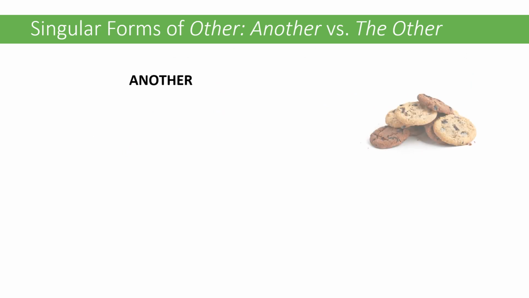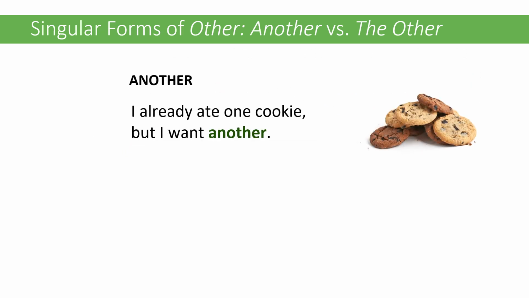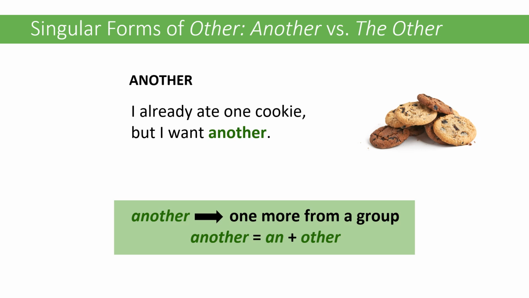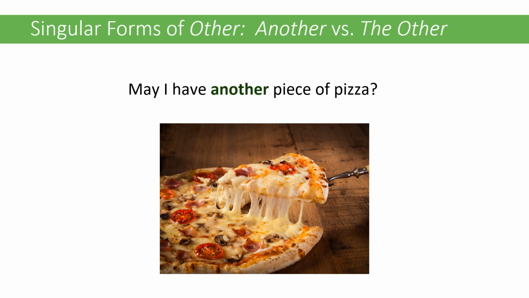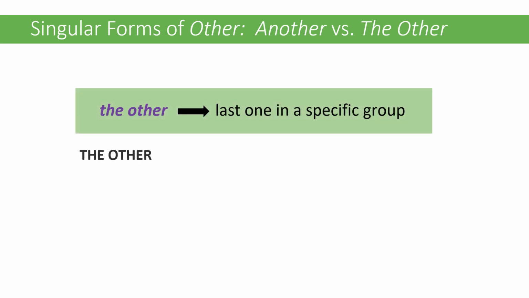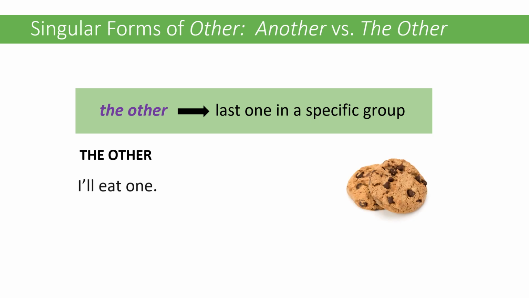I already ate one cookie, but I want another. Another is a combination of an plus other. It means one more out of a group of items. May I have another slice of pizza? Another means additional or one more. The other means the remains of a given number or the last one.